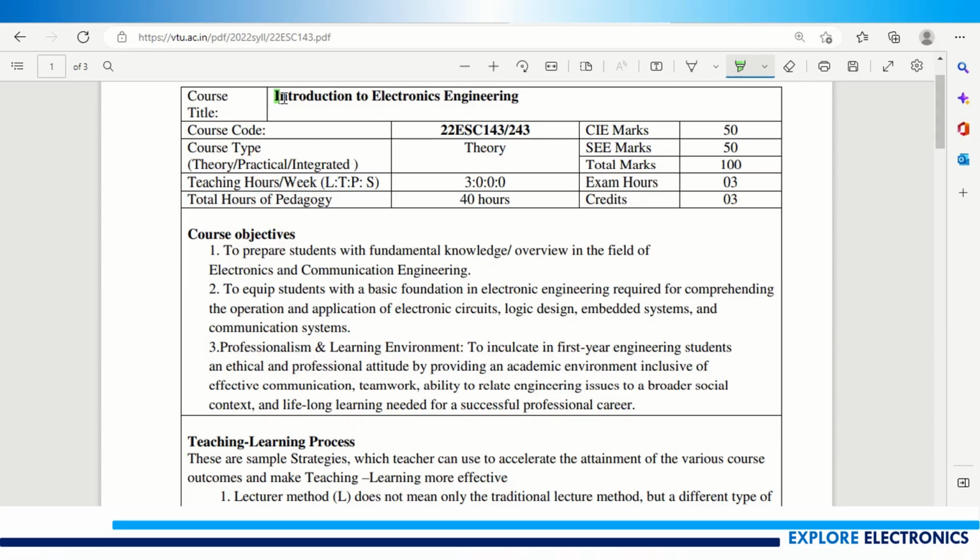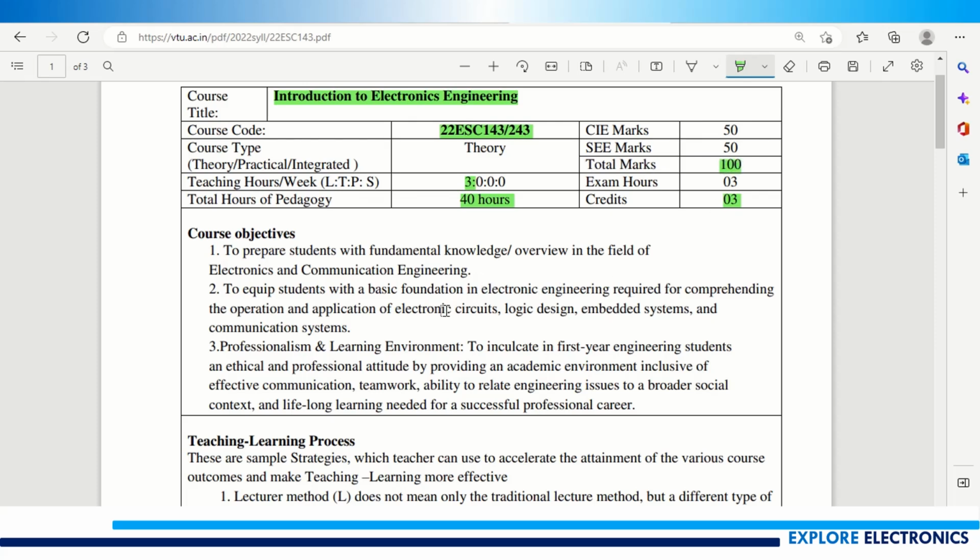This is the syllabus of Introduction to Electronics Engineering. You can see the subject code here, and this is a 40 hour theory subject covering 3 hours per week and carrying 3 credits. The examination marks will be the same as other subjects: CIE marks is 50 and SEE marks is also 50, and total marks is 100.